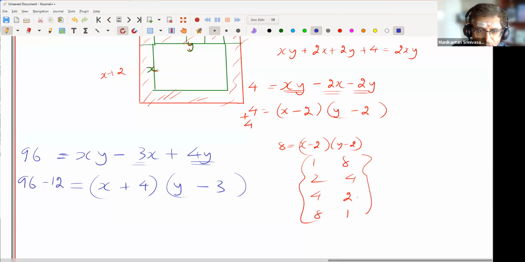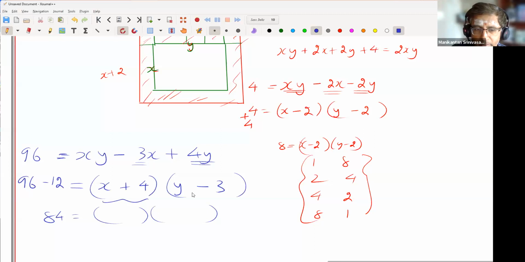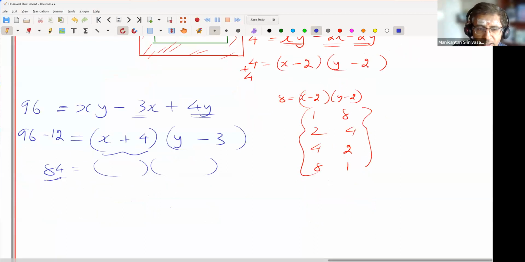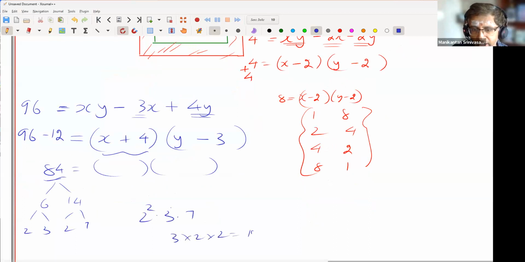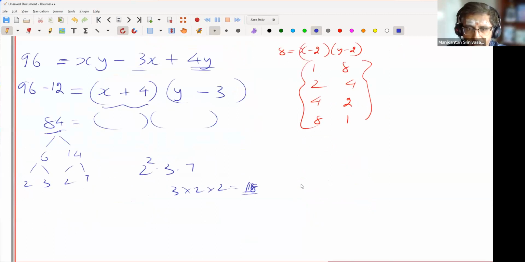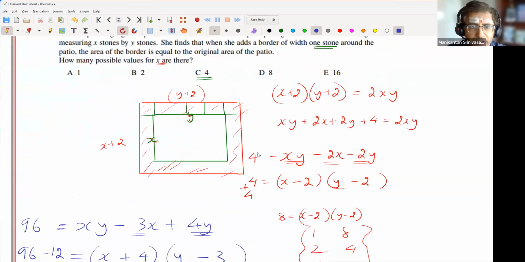So it's a product of 2 quantities, which gives 84. And now I can go on from here. However many combinations there are, I can figure out based on the number of factors of 84. How much is that? 6 into 14, which is 2 squared into 3 into 7. Therefore, 3 into 2 into 2, 18 factors. Based on that, you can solve anything else you want. But the idea is factorization like this. All of you good on this one?